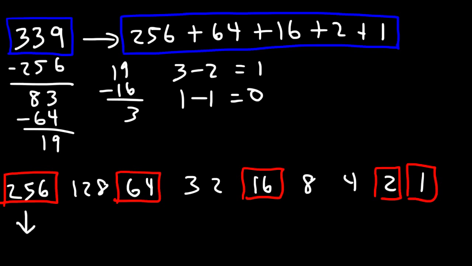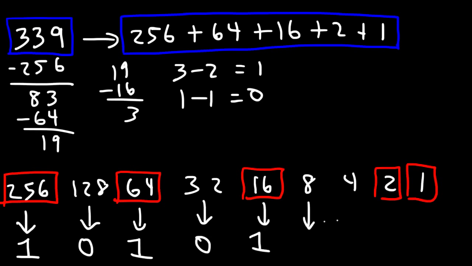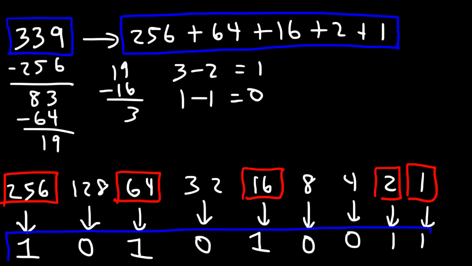Now let's write the numbers. We have a 256. We do not have a 128. We do have a 64. We have a 32. Since we don't have an 8 or 4, we do have a 2 and a 1. A 1 means on or yes, and a 0 means off. So 339 is equal to 1 0 1 0 1 0 0 1 1.